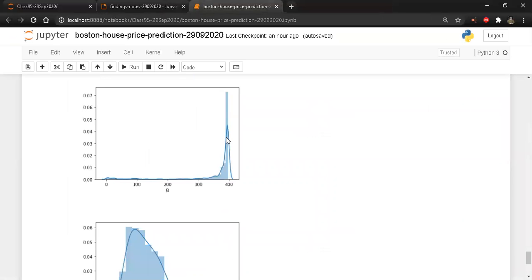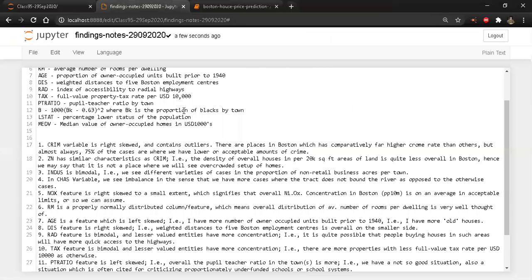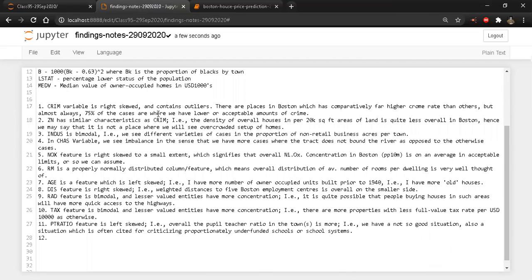The next is B. This is a very bad kind of data. It's almost similar to crime. Crime was on the other side. B is on this side. What is B? BK is the proportion of blacks by town. So this is 1000 times (Bk minus 0.63) squared, where BK is the proportion of blacks by town. What does this mean? BK is the proportion of blacks by town.